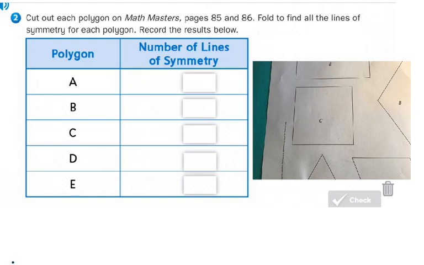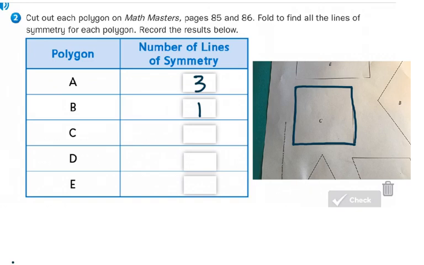Now, so far we know we have 3 and 1. Now we're going to take C, which is a square. You are going to cut out that square and you're going to fold it. And I will tell you there's more than 1 line of symmetry. You're going to fold it so that all sides, when you fold it one time, those 2 sides match up. How many lines of symmetry?